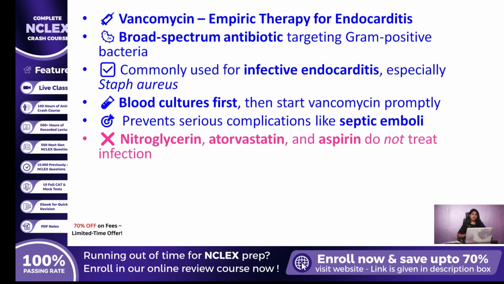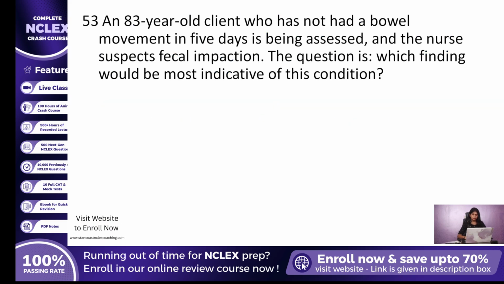underlying infection. Now, let us move on to question 53, which focuses on identifying signs of fecal impaction in an older adult. An 83-year-old client who has not had a bowel movement in 5 days is being assessed, and the nurse suspects fecal impaction. The question is, which finding would be most indicative of this condition? Here are the options. A.